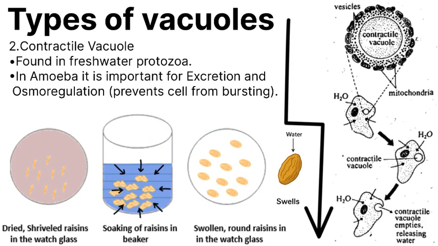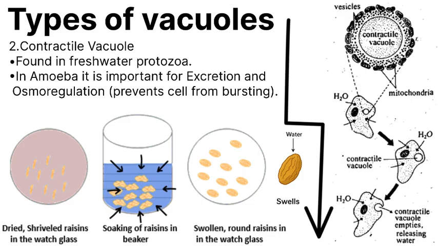Now we have the contractile vacuole. They are again in the protozoa like amoeba and paramecium also. So they are characteristic of freshwater protozoa only. Contractile means the ability to produce contraction. So it performs the function of osmoregulation, where it prevents the cell from bursting by continuously collecting the excess water entering the cell by osmosis and pumping it out.